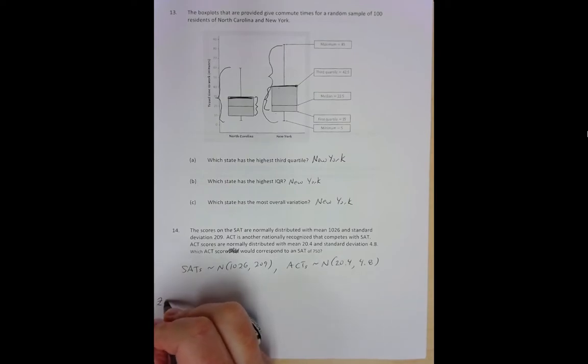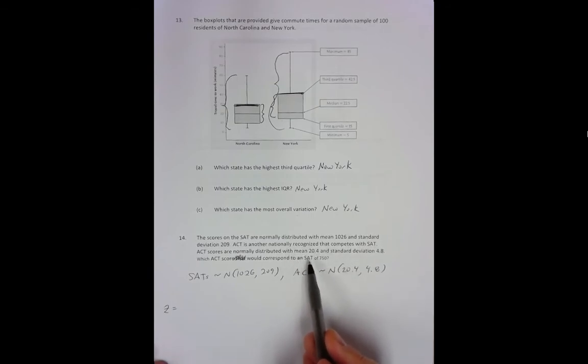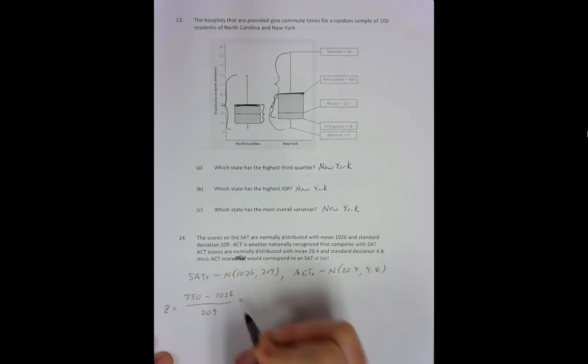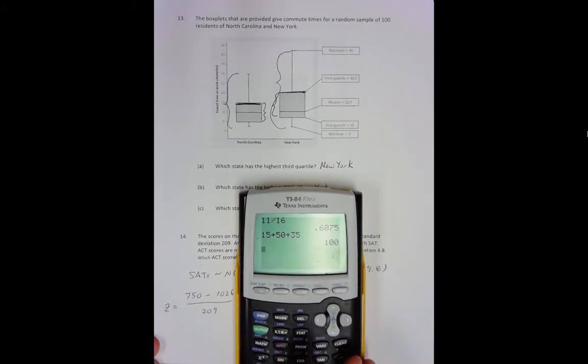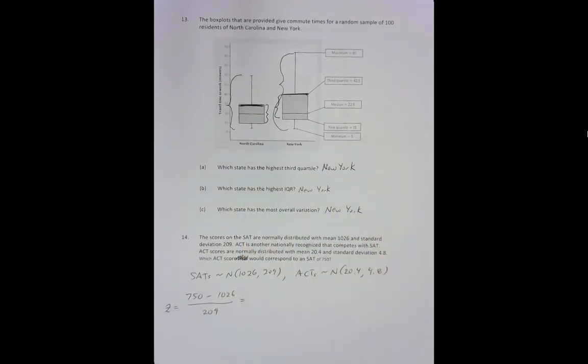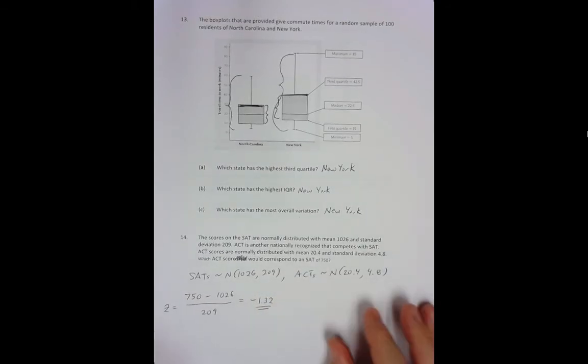Well, the first thing I would do is find the location of the 750 relative to the other SAT scores. So I would find the standard score. So it is negative 1.32 standard deviations below the mean.